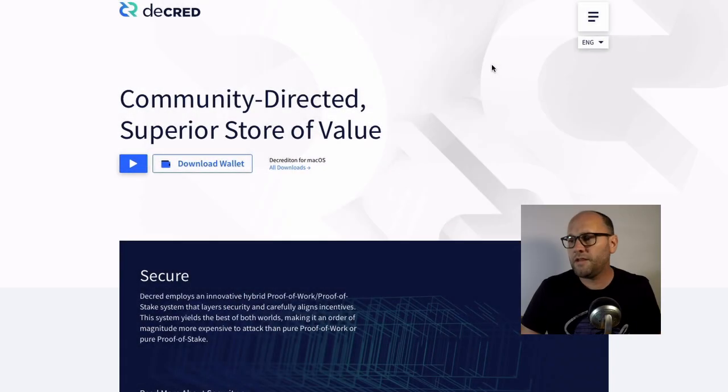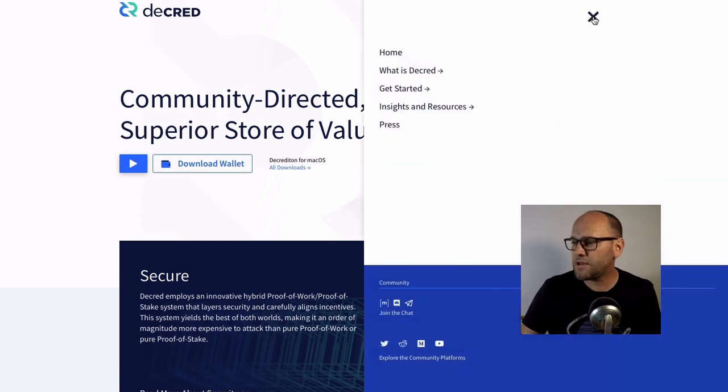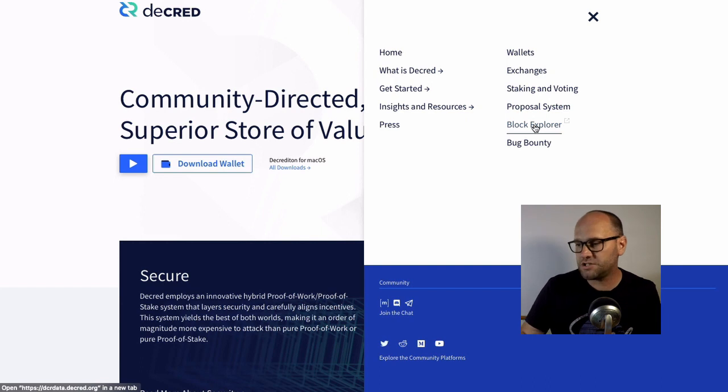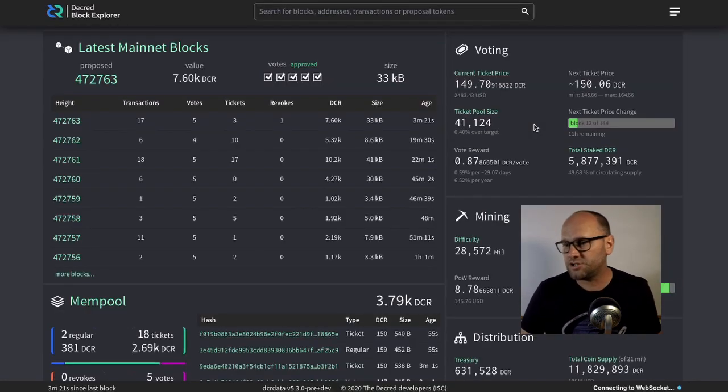So here we are on the decred.org website. And it's a fantastic website. There's so much information here if you want to delve in and learn more about the actual project. But what we're going to focus in on today is this menu, and then we're going to go to the Start menu, and then go to the Block Explorer, just like we did in the last session.